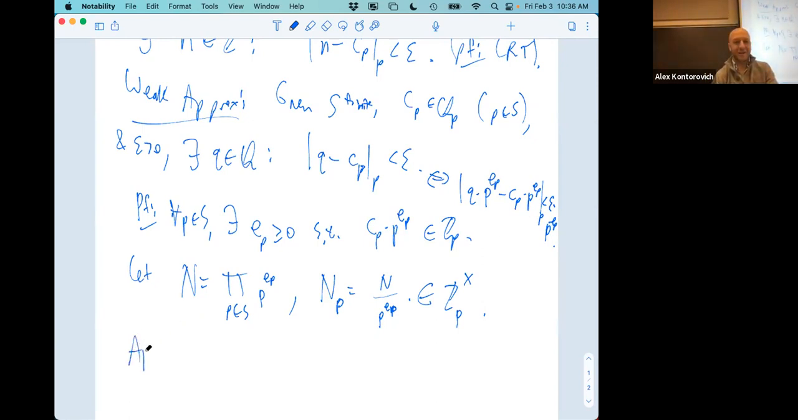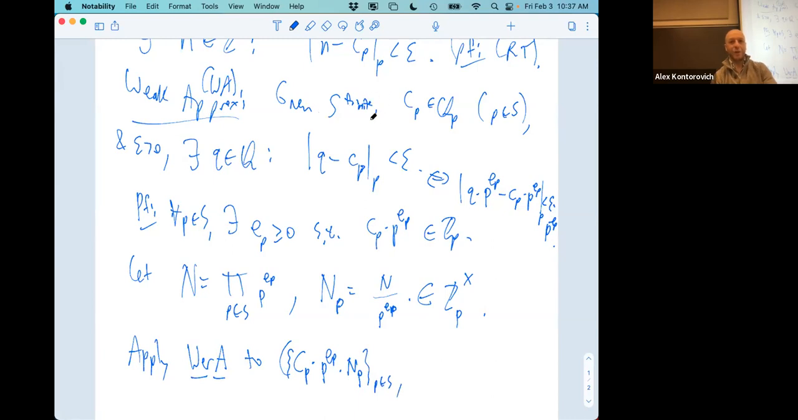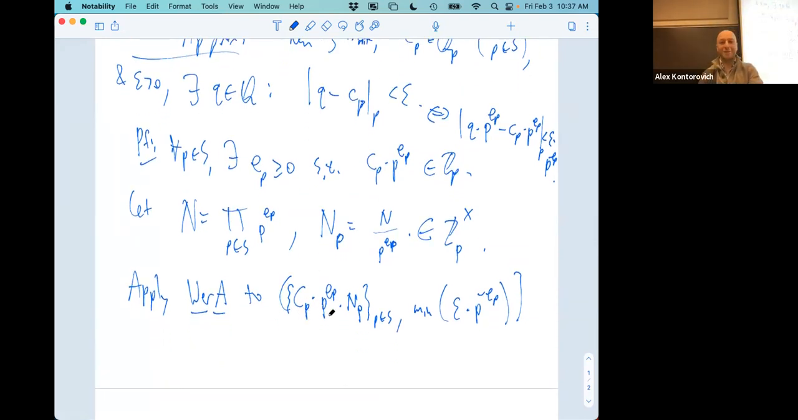So apply weaker approximation, WA, to the collection c_p times p to the e_p times N_p, with p in S. Weaker approximation needs a finite list of things in Z_p, and I need an epsilon, which is the minimum of epsilon times p to the minus e_p, whichever is smallest. Note that p to the e_p times N_p is just N, but I've written it out this way because otherwise it would obscure the fact that this is an element of Z_p.